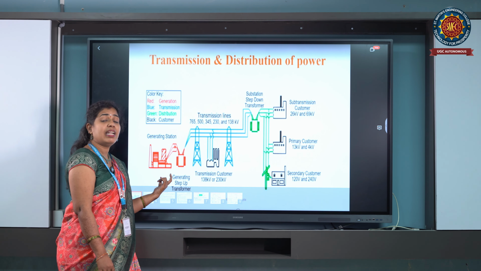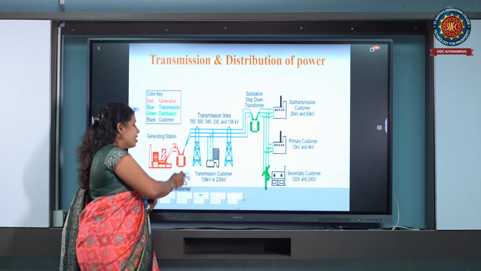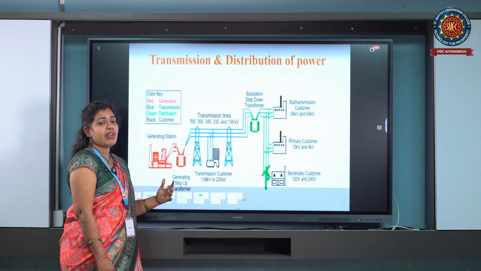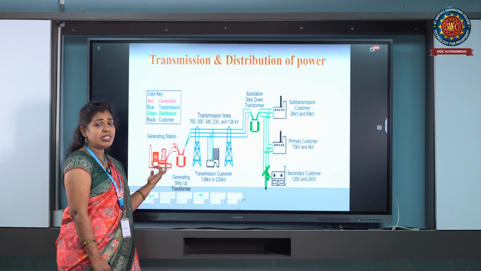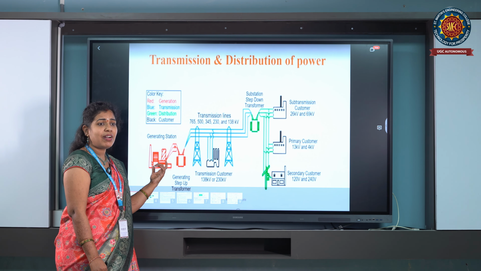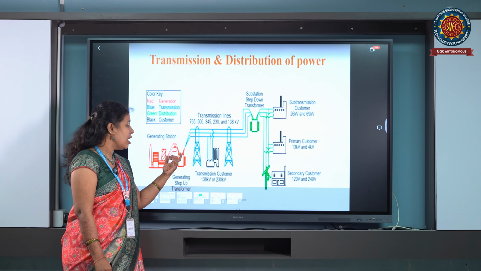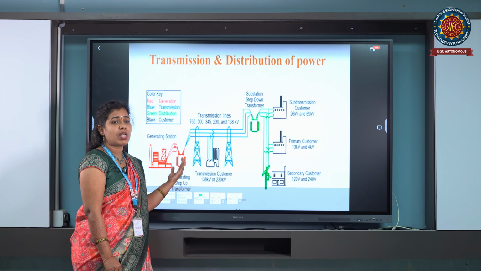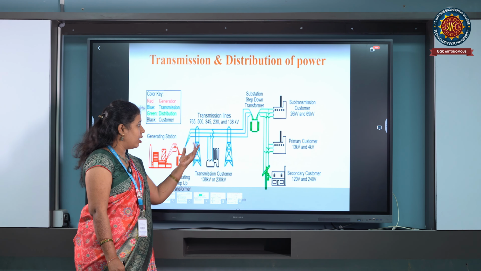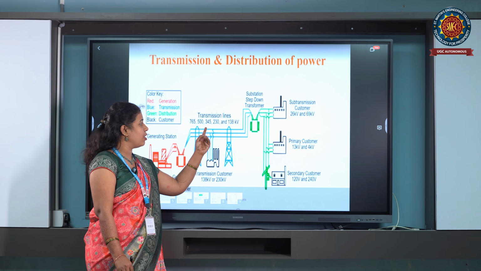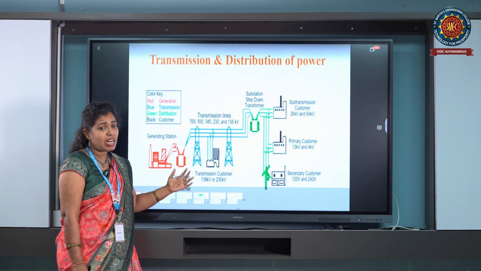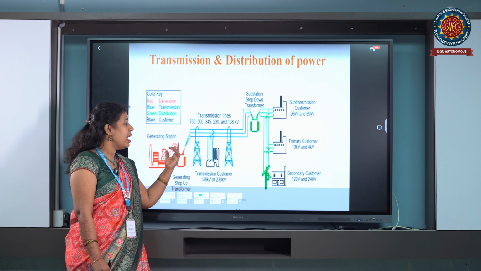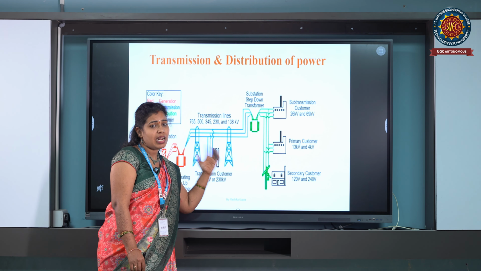For that, in the generating station we use the step up transformer. So what is the work of the step up transformer? Whatever energy is generated in the generating station is stepped up using the step up transformer. If 11 kV is generated, we step up that energy to something like 765, 500 or 345 kV, depending upon the generating station. That stepped up energy is then transmitted through the transmission lines.